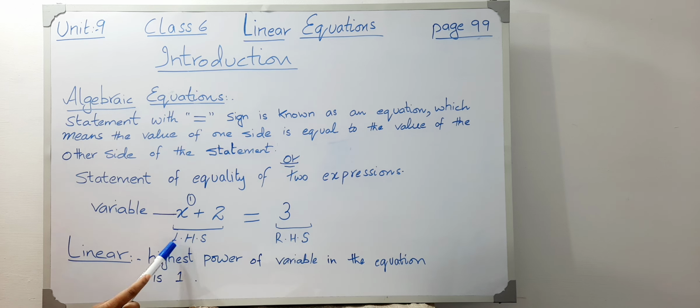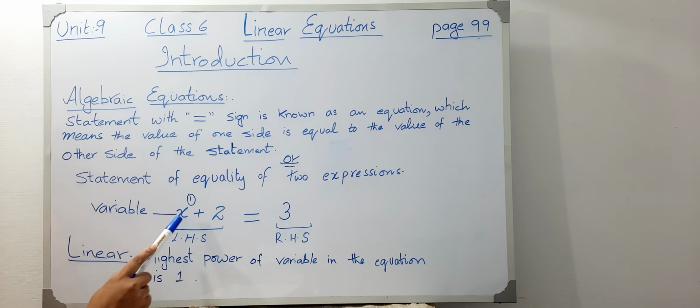Now you can see the left hand side is equal to the right hand side. Here are two expressions, and these two expressions are joined with the equal sign. So this is an equation. Now in this equation you have a variable. The variable is x, and we have just one variable.